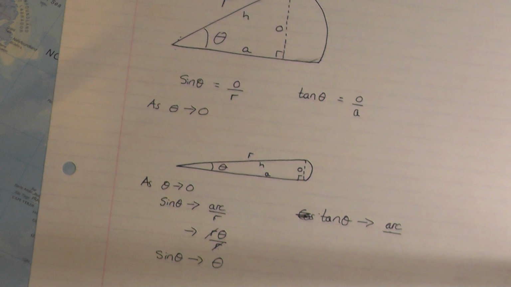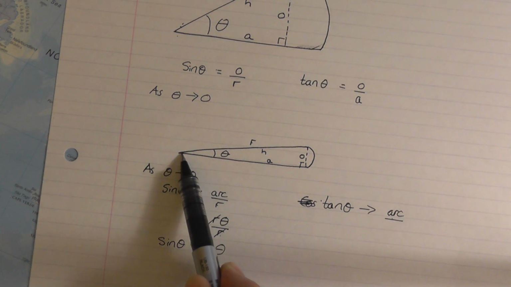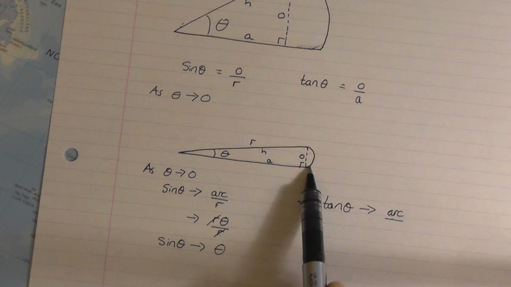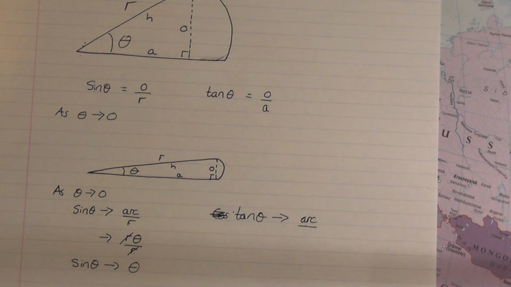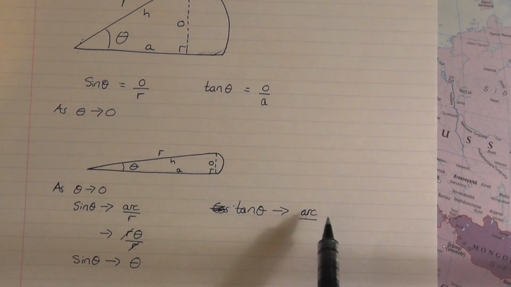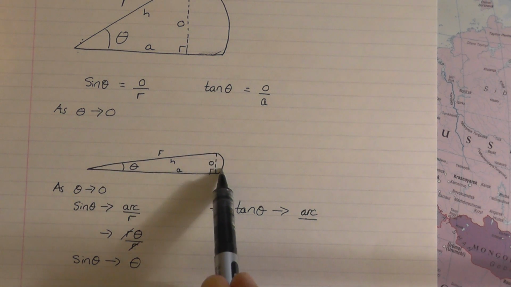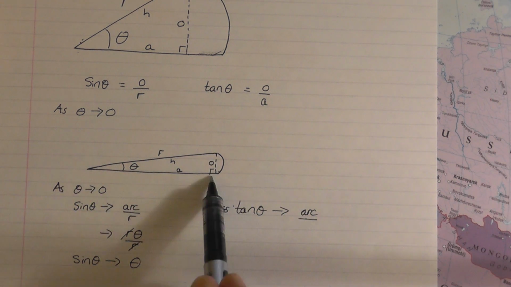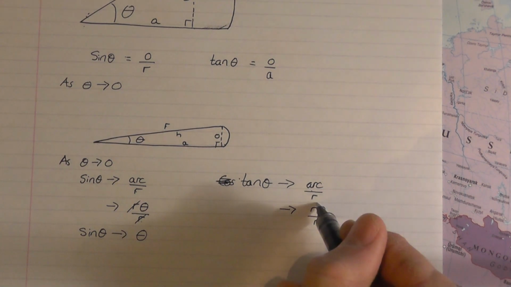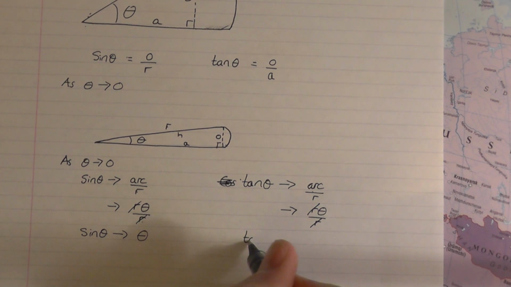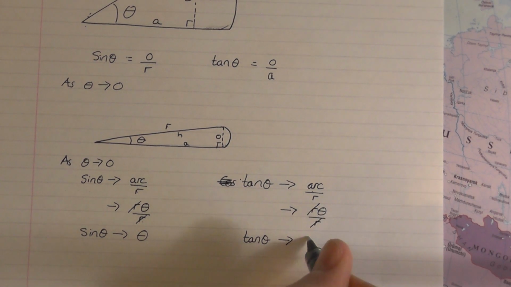But with the way I've drawn it now, when theta tends to become nothing, the adjacent is near as damn it the same length as the entire radius of the sector. So as theta tends to naught, tan theta tends towards, instead of O over A, O is equivalent near as damn it to the arc, and the adjacent is near as damn it equivalent to the radius. So this tends towards the arc, which is s equals r theta, over the radius. And again we get the same cancelling taking place for this fraction. So we end up with tan theta tending towards theta.